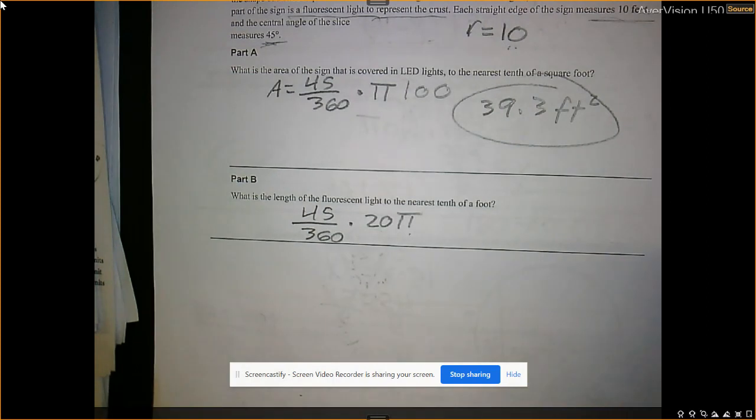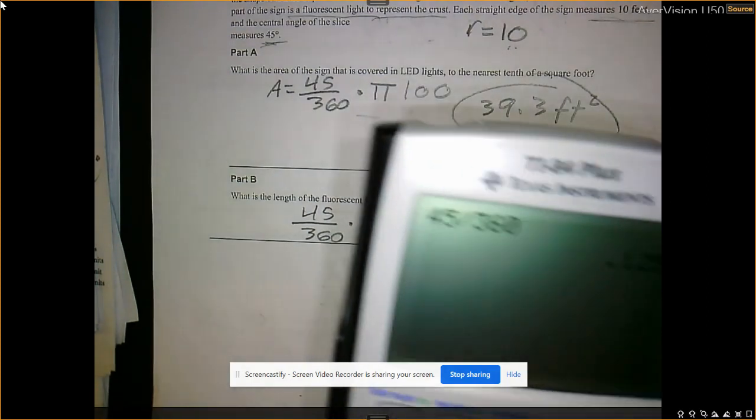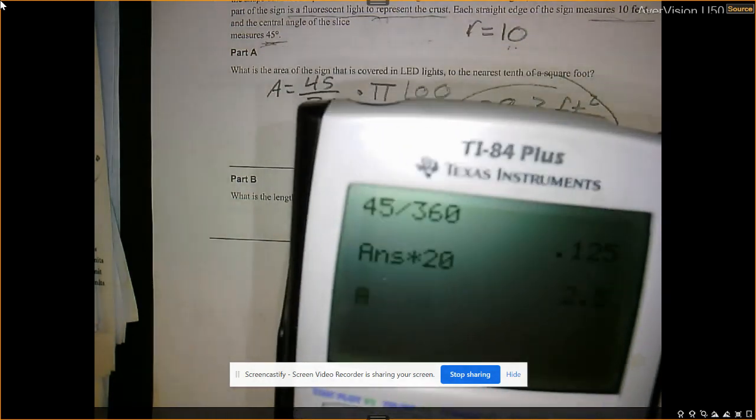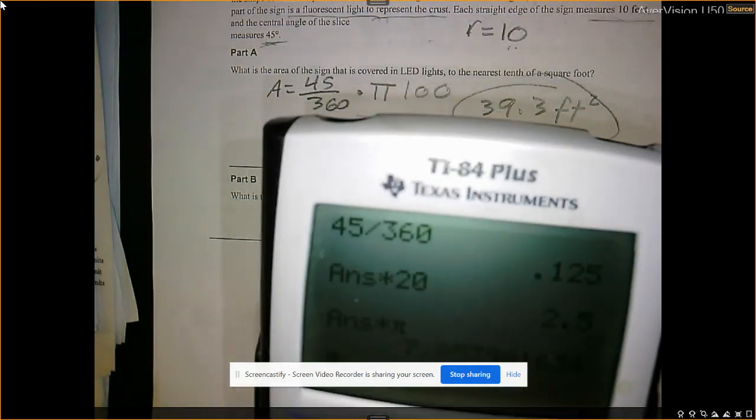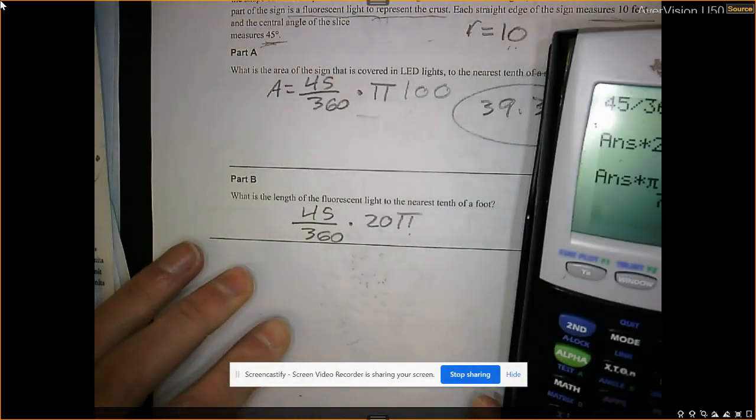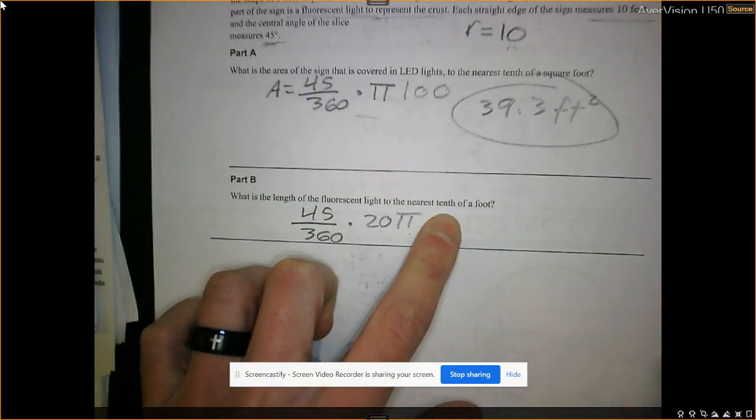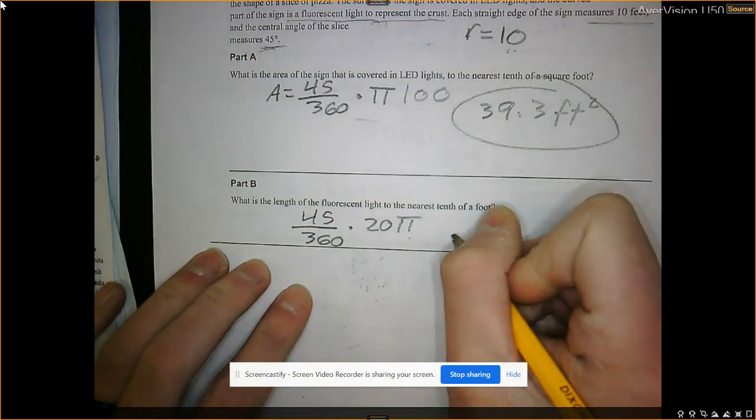And again, we're going to our calculator. 45 divided by 360, enter. Okay, times 20, enter, times pi will give us the answer. 7.85. Once rounded to the nearest tenths, that rounds up to 7.9.